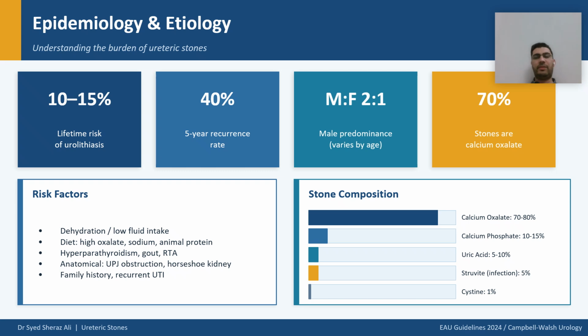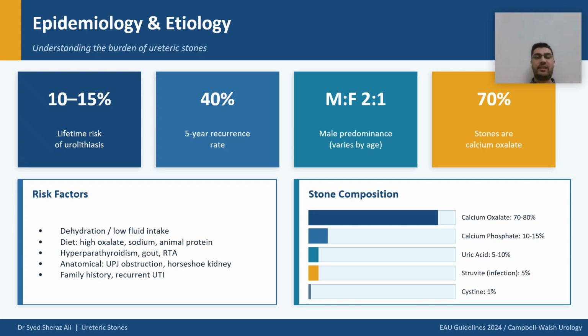Let us begin with the burden of this condition. Ureteric stone disease is remarkably common. The lifetime risk of developing urolithiasis, that is any stone in the urinary tract, is approximately 10 to 15% in the general population. This means roughly 1 in 7 people will experience a stone at some point in their life.